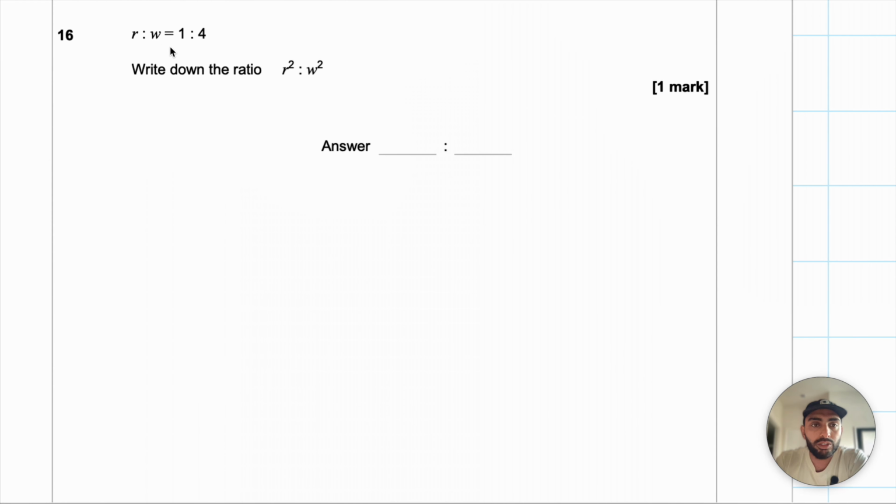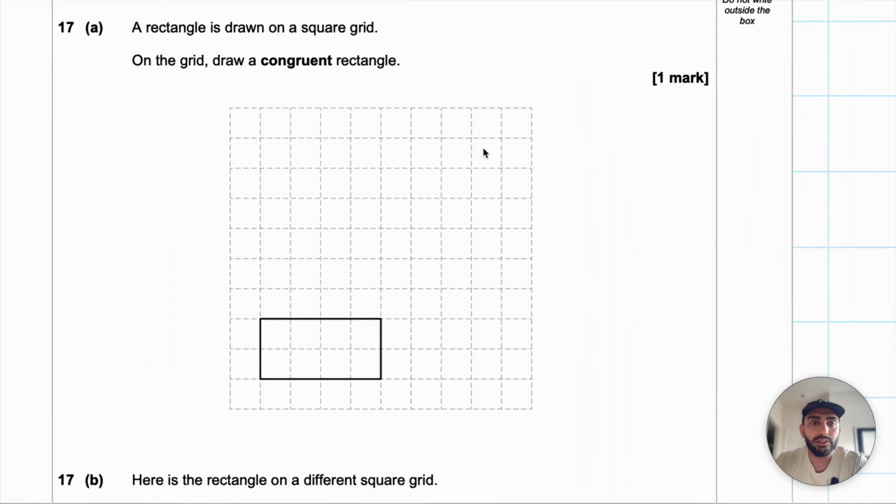Question 16. R to W is in the ratio 1 to 4. So R to W, 1 to 4. We want to find what R squared to W squared is. All we need to do here is square both of these. So 1 squared, 1 times 1 is 1. 4 squared, 4 times 4 is going to be 16. Question 17. A rectangle is drawn on a square grid. On the grid, draw a congruent rectangle.